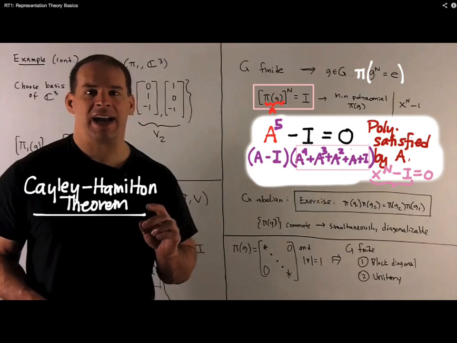How much we can factor it depends on the primality of this n. So we can always take out a factor of a minus I and do what we did here. The question is whether the remainder here is irreducible or not. And if n is prime, the answer is yes. So for a to the 5th minus identity, this was irreducible.